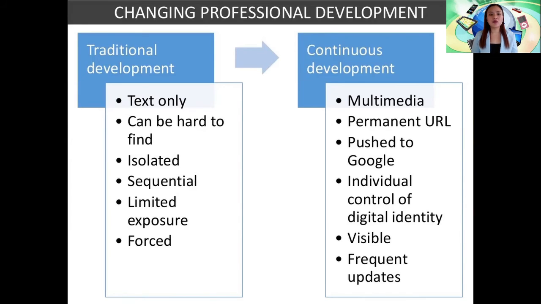Then limited exposure. So limited resources, limited exposure at the same time. But for the continuous development, it's visible, easy to access. Traditional development is forced. Why? If you will not open the book, if you will not read it, how are you going to get that information? But for the other one, it has frequent updates, it's always updated, so you can always see what you are looking for.